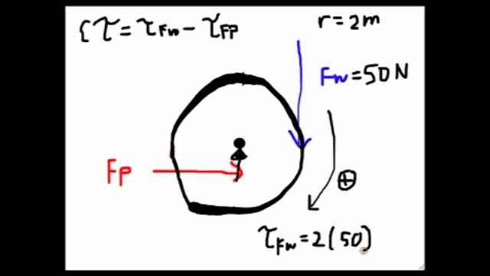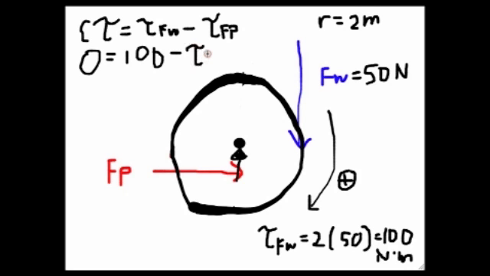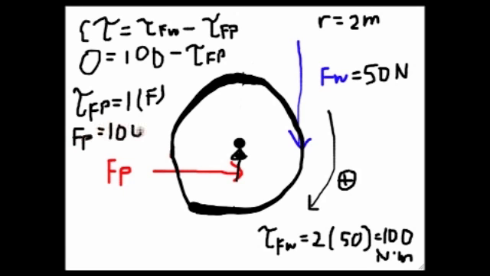So our torque due to Fw will be 100 Newton meters. Now you can substitute 100 in for torque due to Fw and solve for torque due to Fp. Since the two are equal to each other, as we determined earlier, torque due to Fp equals 100. Now we know that the force Fp is applied at 1/2 of the radius, so our R is only equal to 1. So to determine our force, we will divide 100 by 1, and we find that Fp is equal to 100 newtons. Yay!